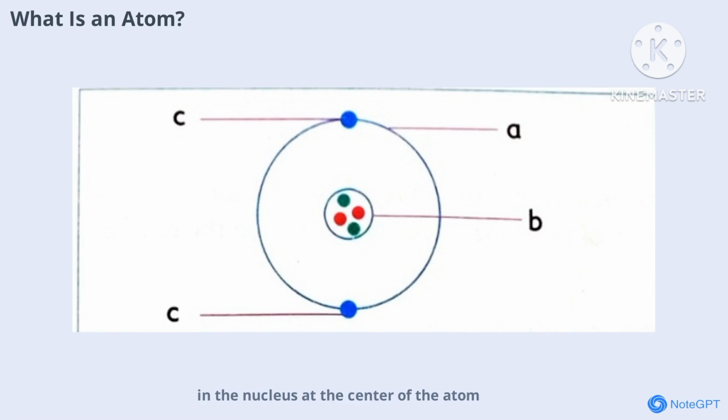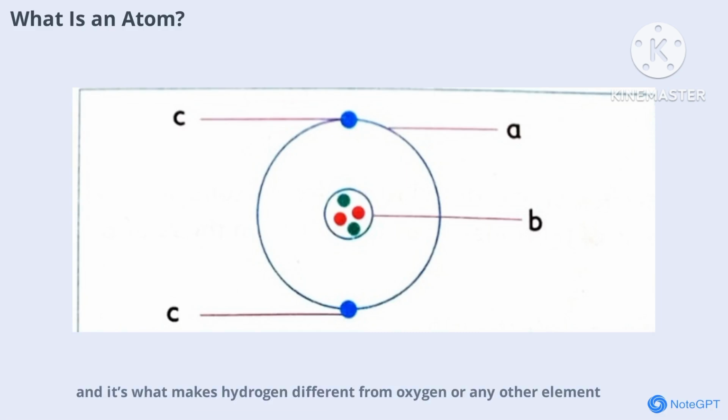Protons and neutrons are packed tightly together in the nucleus at the center of the atom, while the electrons move around the nucleus in regions called energy levels or shells. Each type of atom is unique, defined by the number of protons it contains. This number is called the atomic number, and it's what makes hydrogen different from oxygen or any other element. Understanding the structure of the atom is the first step in grasping the fascinating world of chemistry.